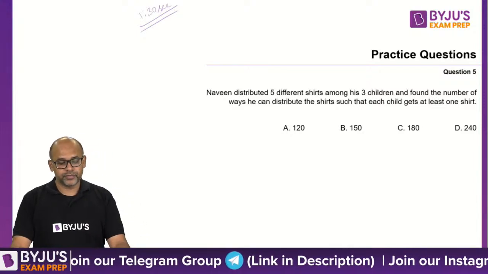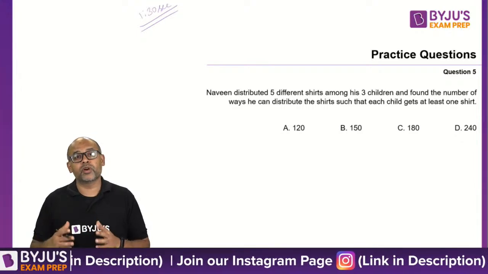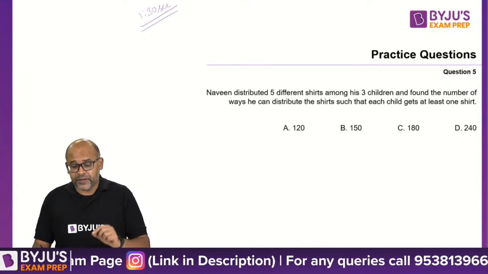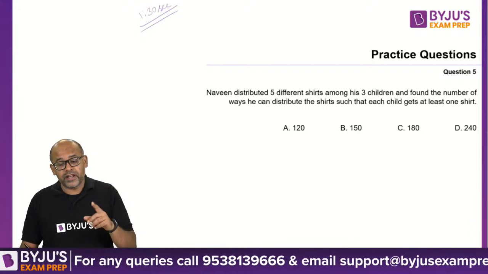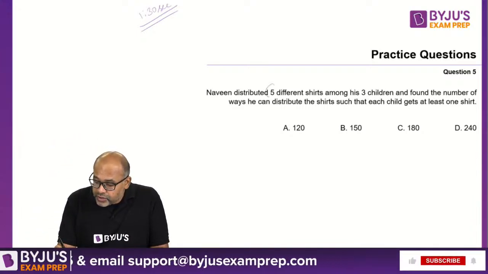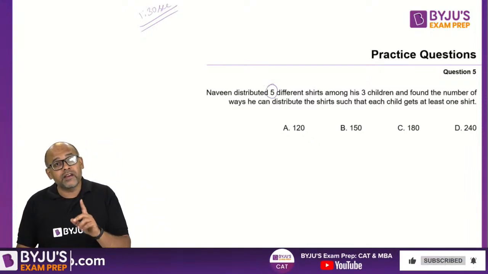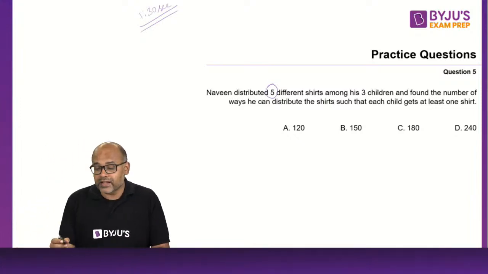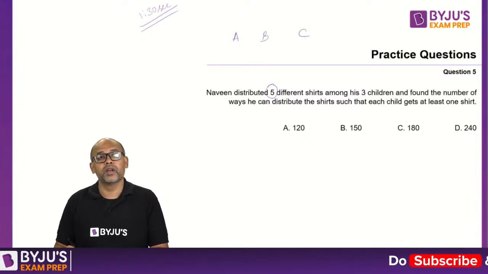Alright guys, so that's the end of the time. So what is this concept of grouping and distribution? What is happening here is 5 different shirts should be given to 3 children such that every child gets at least 1 shirt. So you are basically distributing 5 things into 3 people such that every person gets at least 1. The way to look at this kind of a question is you have A, B, C.